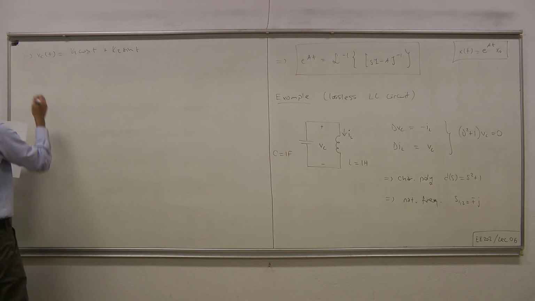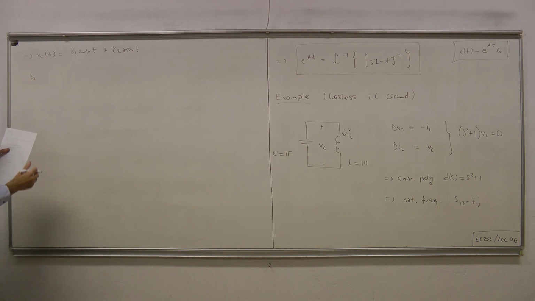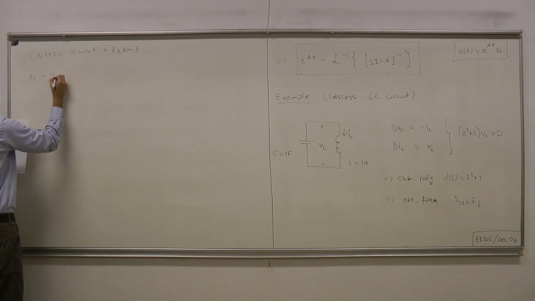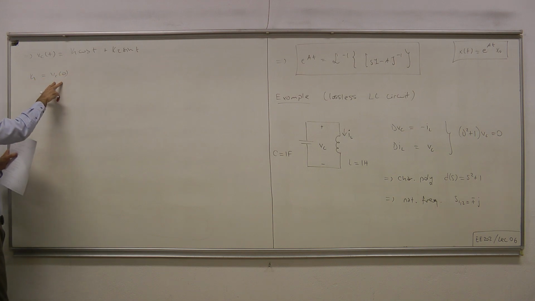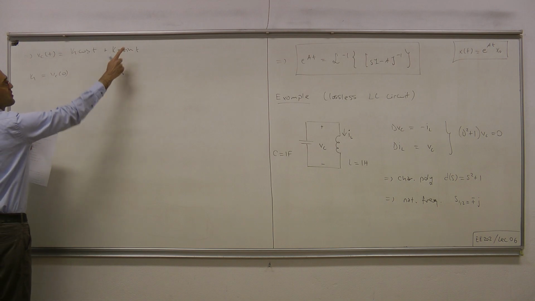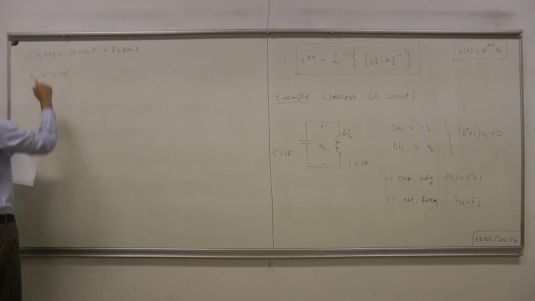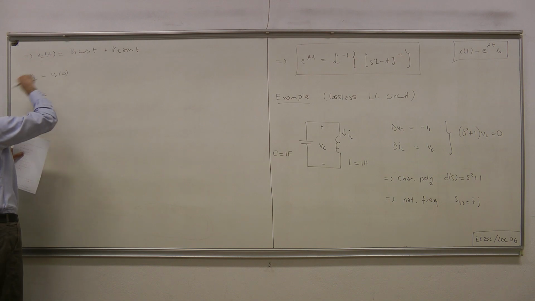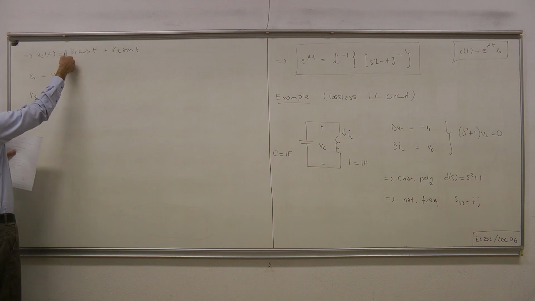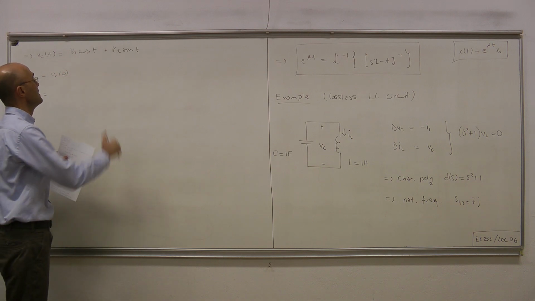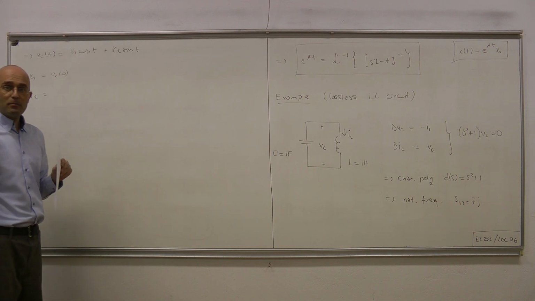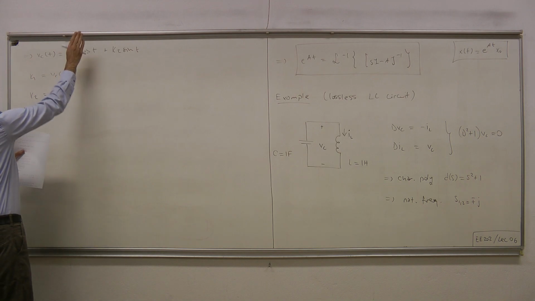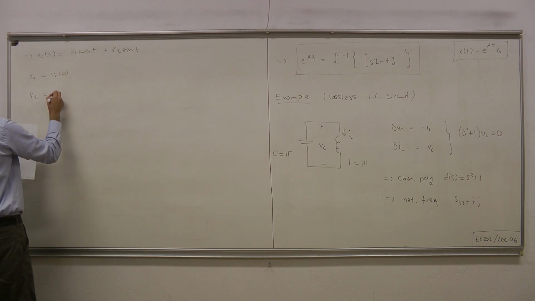So let's figure them out, because it's quite easy. K1 is no other than Vc0. Plug in t equals 0. This sine term disappears, and you have K1 equals Vc0. And how about K2? Differentiate this once. What we have is minus K1 sine t plus K2 cosine t. Plug in t equals 0, and then this term will disappear, and what we have is K2.